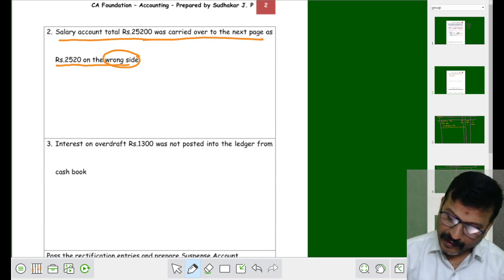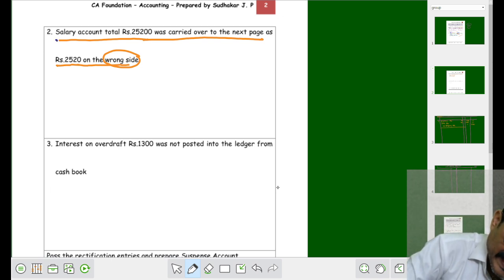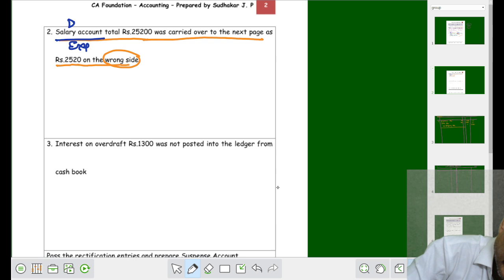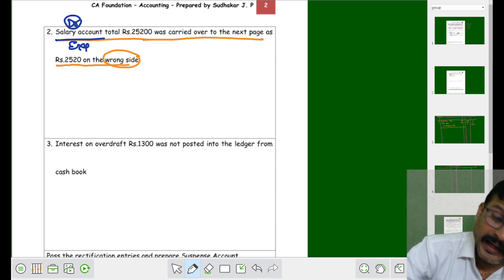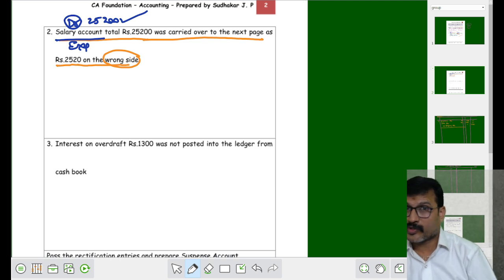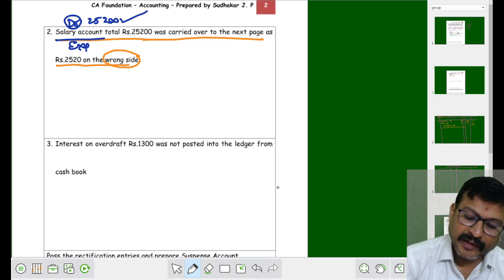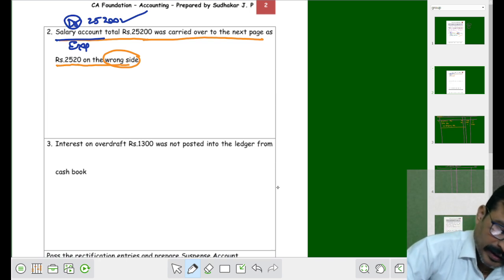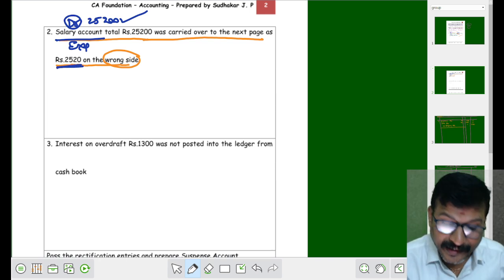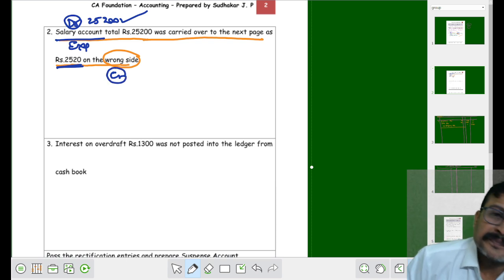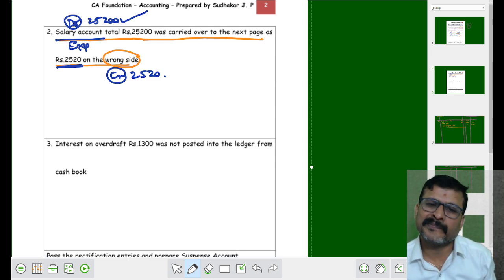Now let me explain. My dear students, salary is what? Expenses. Expenses, what to do? Debit. Debit side, how much to take? 25,200. This is your correct. I hope you understood, right? But what you have done? Carried forward to the next page. On the next page, what do you write there? 2520. Which side do you write? Wrong side. Wrong side means you have recorded in the credit side 2520. This is your wrong.